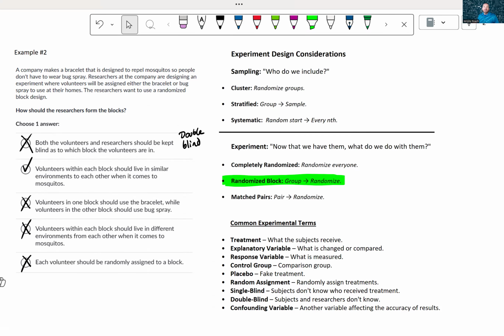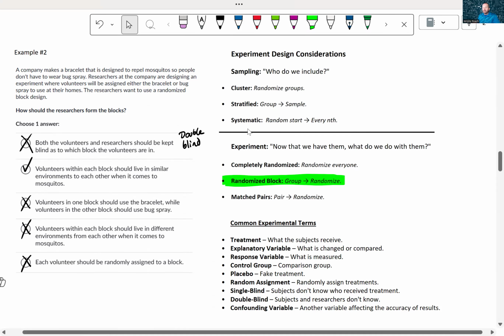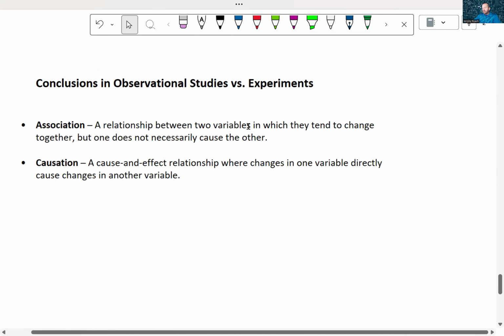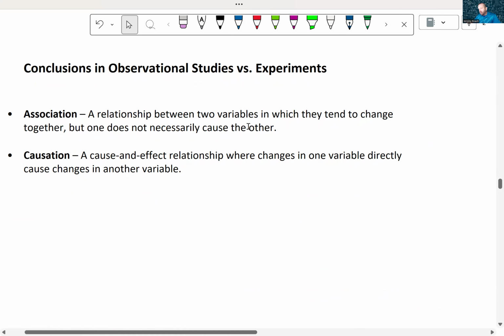Okay, on to the next part on conclusions in observational studies versus experiments. When we're making conclusions about studies or an experiment, we have to ask ourselves, is there an association or is there causation? We're going to be able to determine when cause and effect conclusions are appropriate, and also continue applying these study definitions that we've already learned to solve these problems. So some very quick vocabulary to go over is association means that the variables are related.